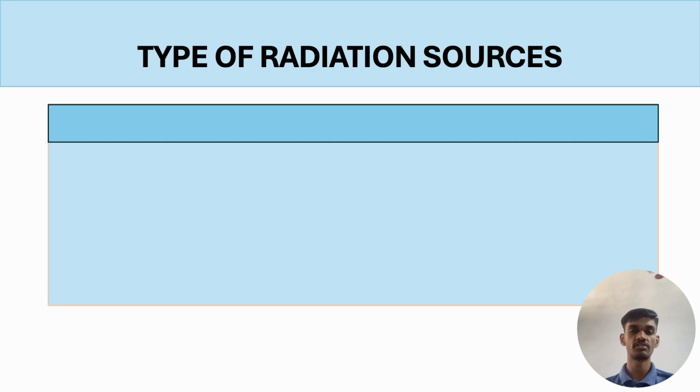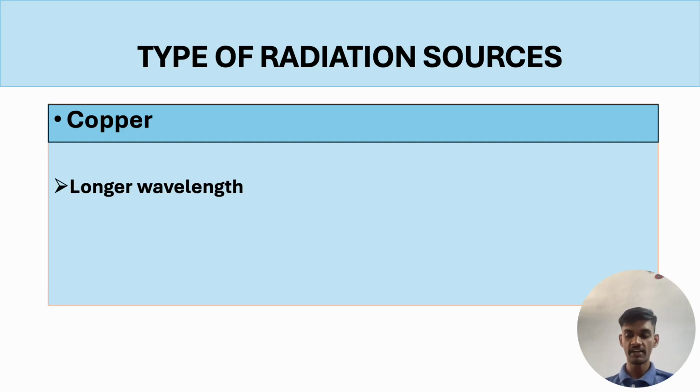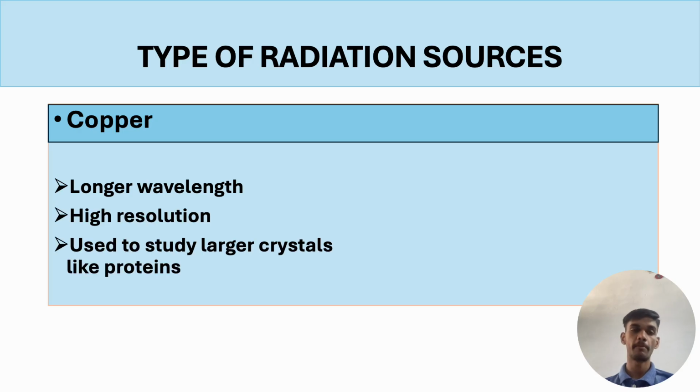The first source is the copper source. Copper is a longer wavelength source, therefore it is absorbed more strongly by the crystals and gives a diffraction pattern in which beams are spread farther apart, giving high resolution. Due to this it is used for larger crystals like proteins.